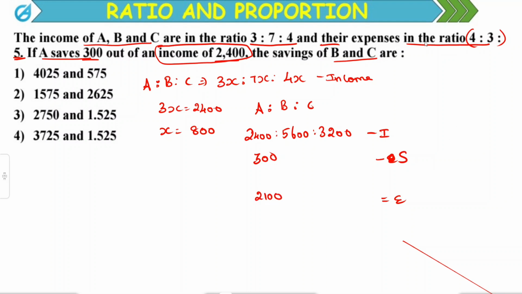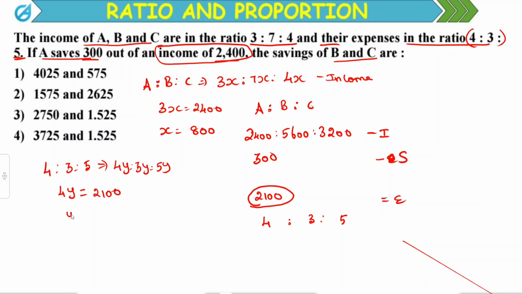And they have given the expenses ratio as 4 is to 3 is to 5. So how will we write it? We will write it as 4y is to 3y is to 5y. Now, the expense of person A is 2100. That is, 4y is 2100. Then the value of y will be 2100 divided by 4. We will be getting 525.